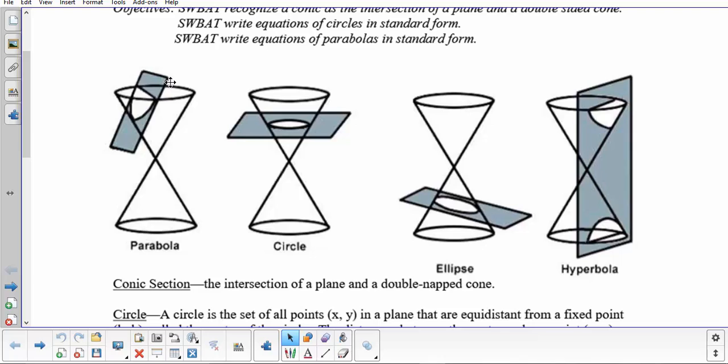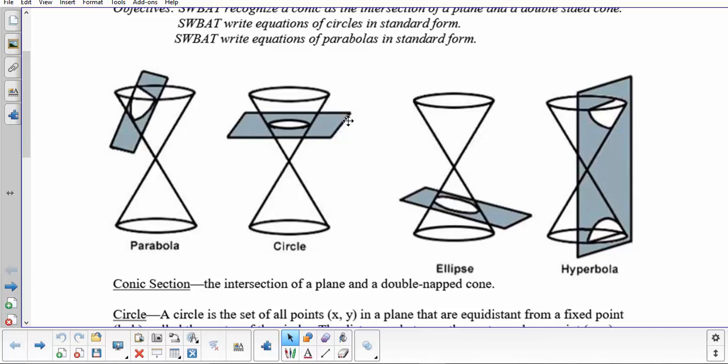So if we have a plane that cuts through the cone and just cuts off one part of one cone at an angle, we're going to get a parabola. I'm not concerned with the angles that the other video was concerned with. I'm just concerned that you can visualize where these shapes come from.